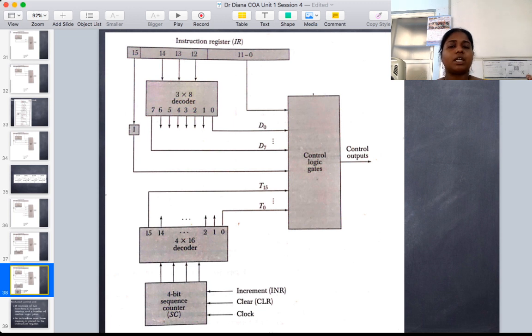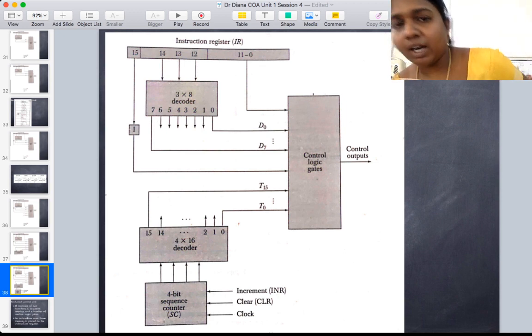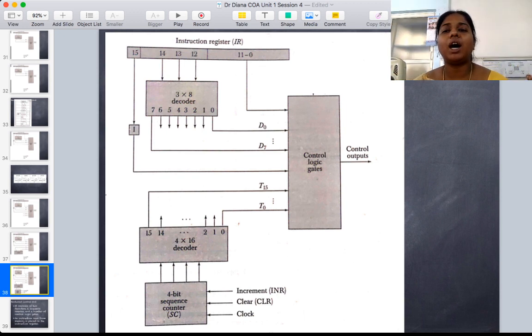So we have control signals that are generated from the instruction register and timing signals generated from the clock input. All of these are given to another piece of hardware, which is called the control logic gates. It is responsible for generating the control signals. So this is how a hardwired control unit is designed.